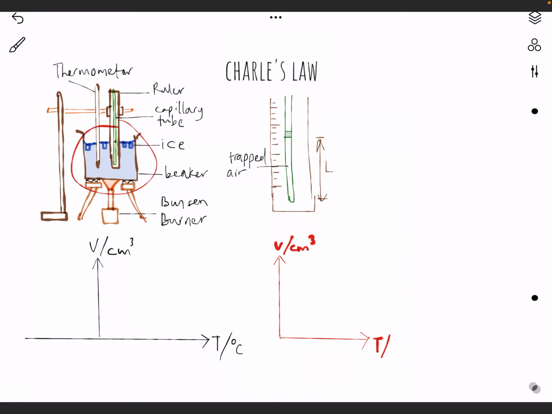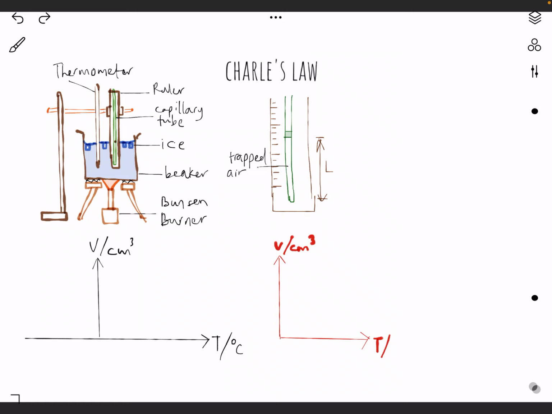Sorry, here's the beaker. And we have ice. You can see the ice over there. And then we have a Bunsen burner, which is used to heat up the water in the beaker. And then, we can see this. Actually, this is the magnification of this part. We draw it over here so that we have a better look at it.